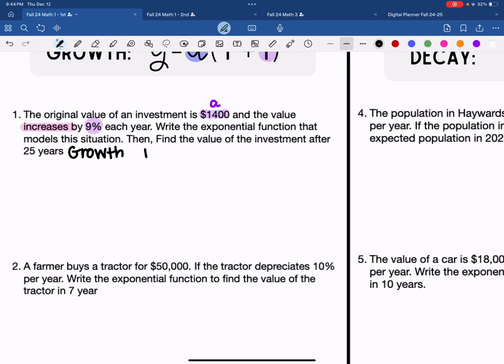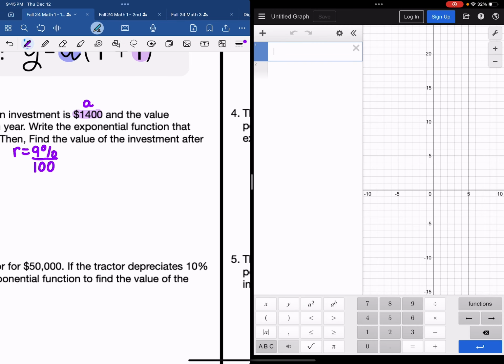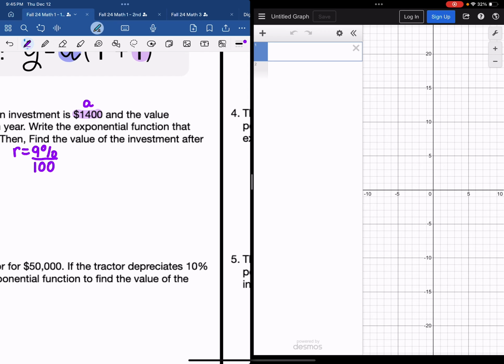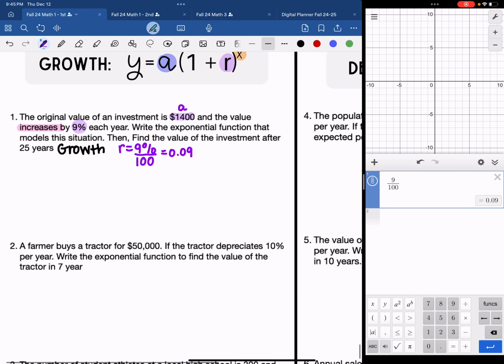Okay, so my rate is 9%, but we cannot use the percentage in our formula. So we're going to take that 9% and we're going to divide it by 100. So when you're doing this, you can have Desmos pulled up. And in Desmos, we're just going to say 9 divided by 100. And we now know that we're going to use the decimal 0.09.